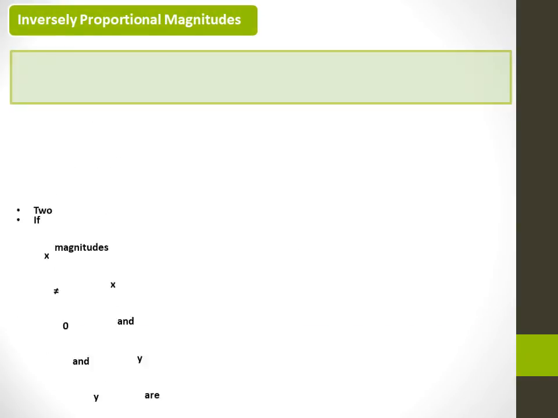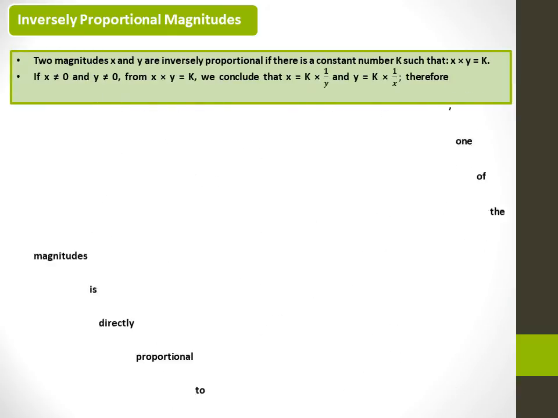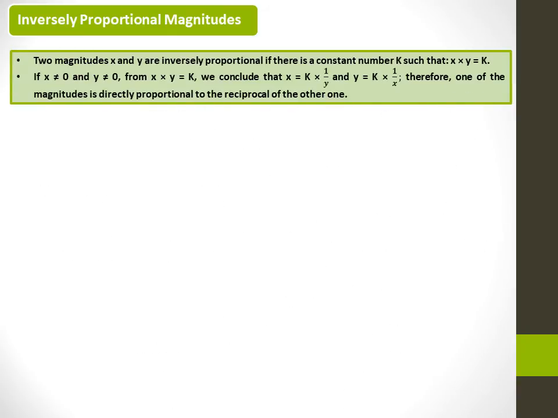Inversely proportional magnitudes. Two magnitudes x and y are inversely proportional if there is a constant number k such that x times y equals k. If x is different than 0 and y different than 0, from x times y equals k, we conclude that x equals k times 1 over y and y equals k times 1 over x. Therefore, one of the magnitudes is directly proportional to the reciprocal of the other one.